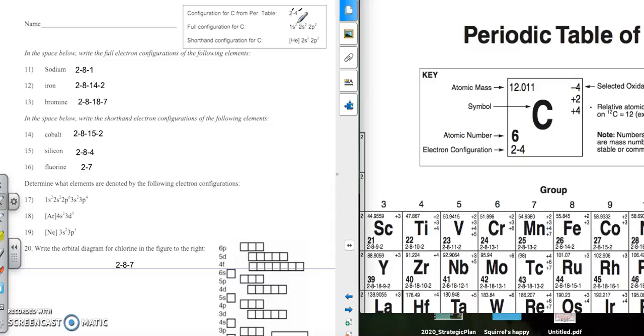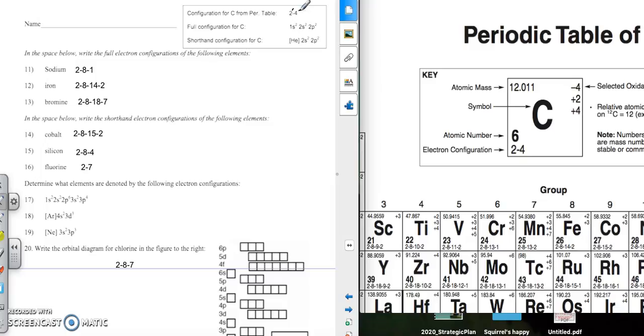Okay, so this superscript here means that there are 2 electrons in the S sublevel of principal energy level 1. So 1s2 means 2 electrons in the S sublevel of principal energy level 1. Now there are 4 total electrons in the second principal energy level, but the second principal energy level is broken down into 2 parts, this part and this part. And the difference between these 2 parts is the sublevel. So there's an S sublevel and there's a P sublevel.